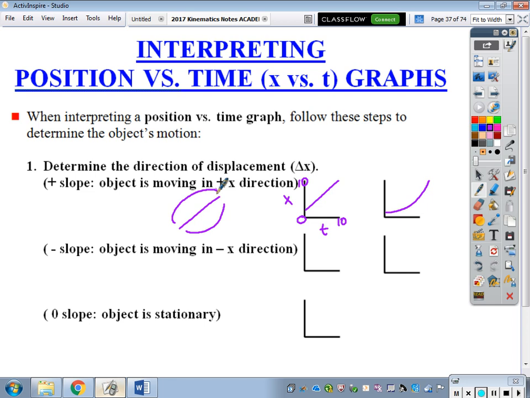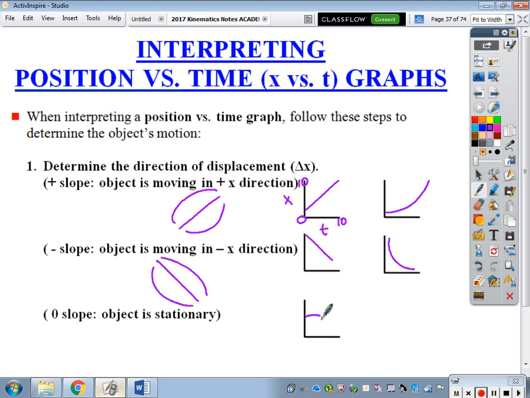A negative slope is going to be anything that has a negative displacement. So we go the opposite direction. We have 3 possible combinations there. Anything that would be a negative slope is going to be an object that's moving in the negative x direction, or moving to the left.